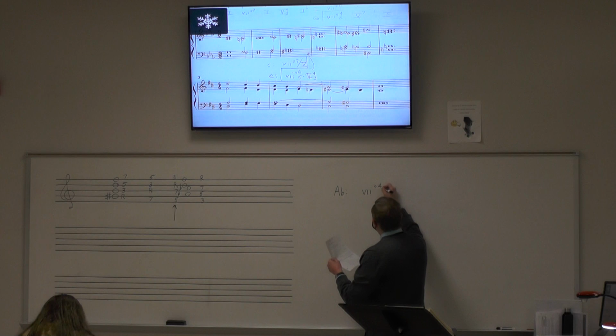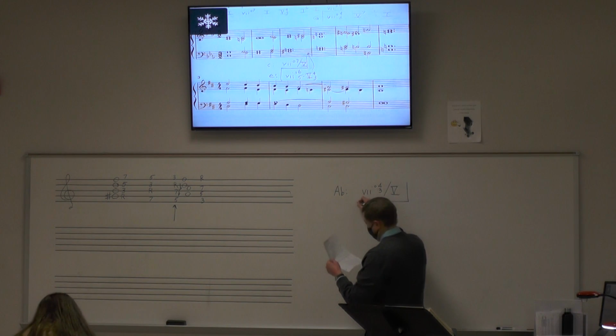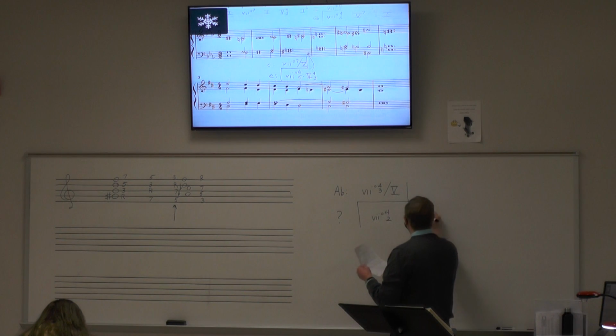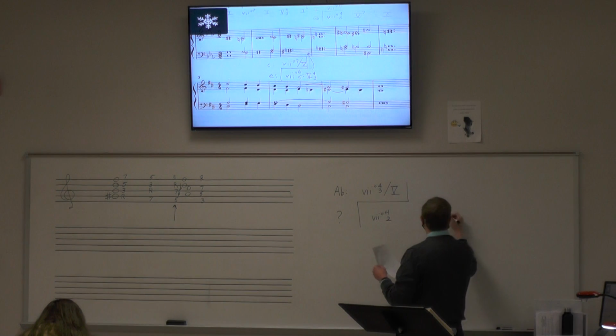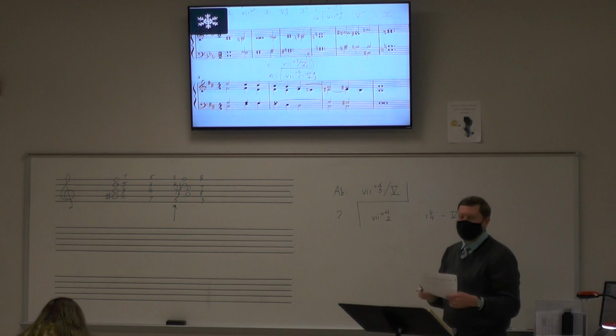And the top part of my pivot chord is this. The bottom part of my pivot chord is this. I need to know what key I am modulating to. Oh, and I'll put one of these in here as well. What key am I modulating to?